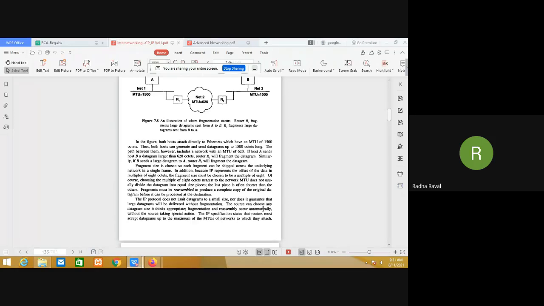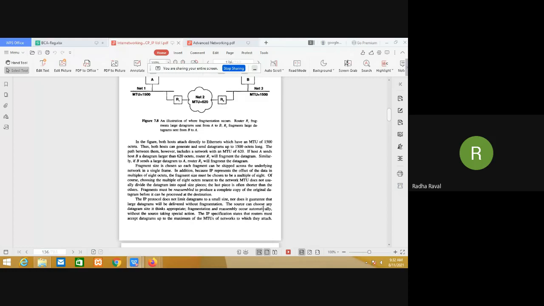Now you do the fragmentation, and at the end, at the ultimate destination, your fragmented parts will be reassembled. Okay, so reassembly is also necessary. Reassemble the fragmented parts to produce a complete copy of the original datagram before it can be processed at the destination. So when your data reaches the destination, at that time your data must be in its original form.